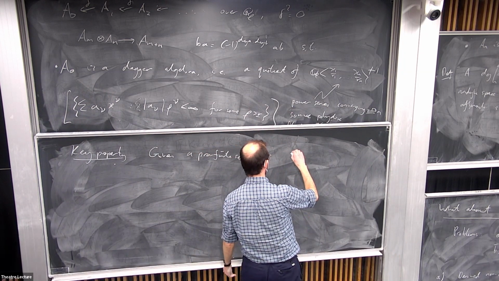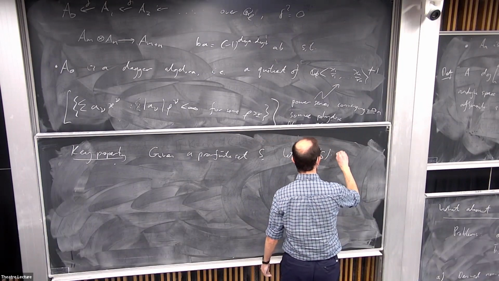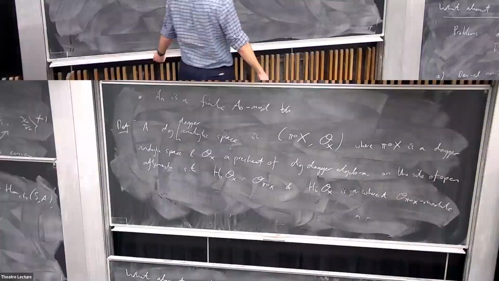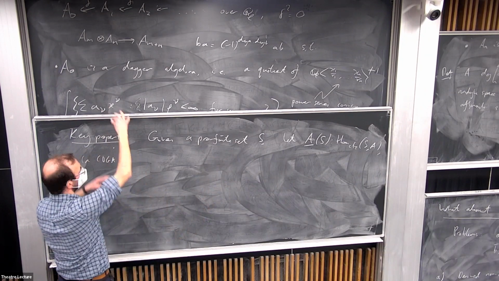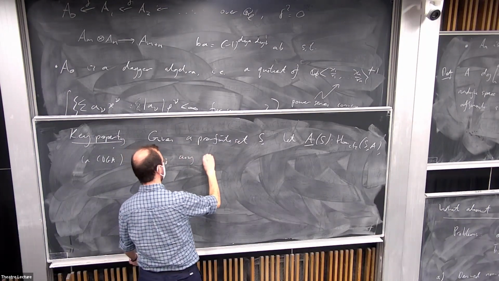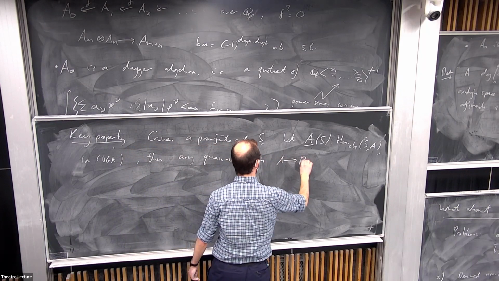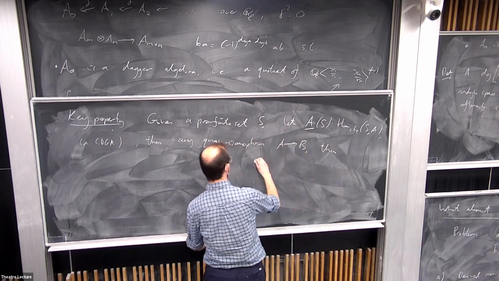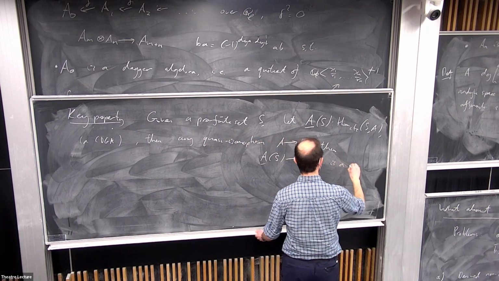So if we let underline A of S be the continuous maps from S, this is a CDGA. So we do that in each level, putting these all together, we get a CDGA. And the key property is that if we have a quasi-isomorphism, in other words, something that induces isomorphisms on homology, then underline A of S to underline B of S is a quasi-isomorphism.